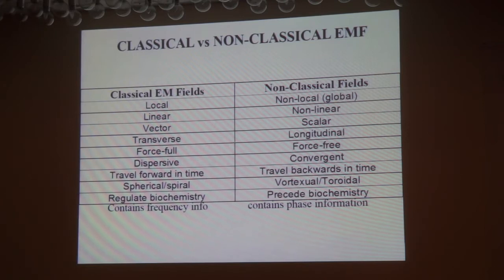The primary distinction being that classical electromagnetic fields are force fields and they exert a physical force on an object, whereas non-classical fields do not involve force. They are non-linear, they converge instead of diverge. They go backwards in time instead of forwards in time. They contain phase information rather than frequency information, and here we have the differences.